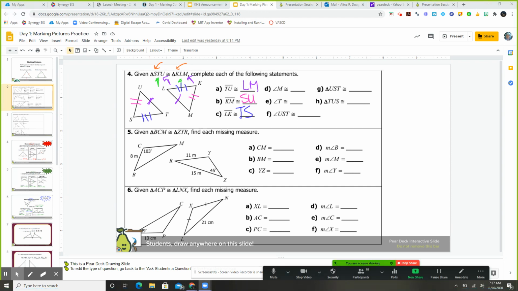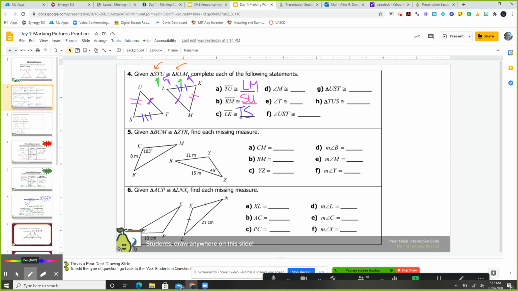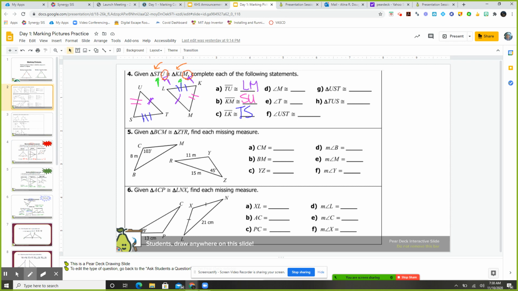I'm going to share my screen again and make sure we're all on the same page. So angle M goes with angle U, and angle T goes with angle L. UST is last, first, and middle. And then notice that these two over here on the right have triangles in front of them, where this one just had an angle, okay?